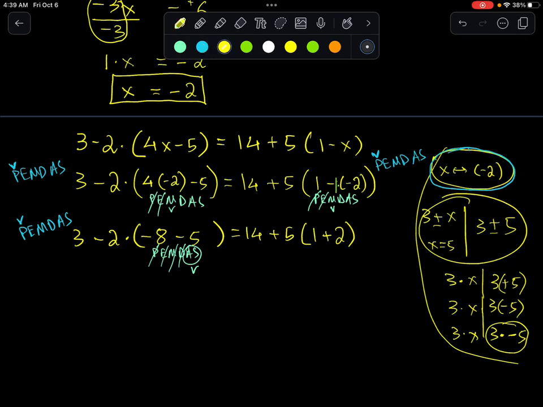Let's do this, and everything else drops. 3 is going to drop. Minus 2 times parentheses. I have to combine those numbers, negative 8, negative 5. They're both negative. They have the same sign, so they're added. 8 plus 5 is 13. Because they're both negative, this is a negative 13.